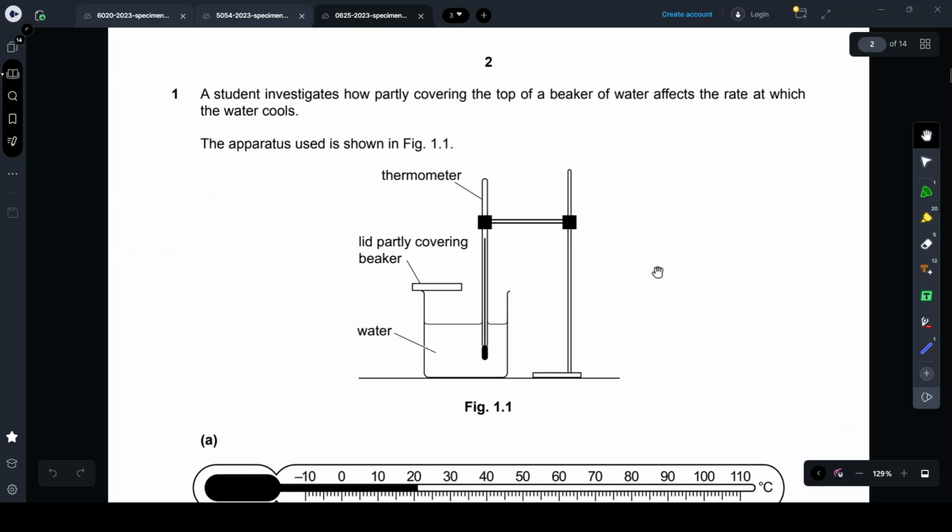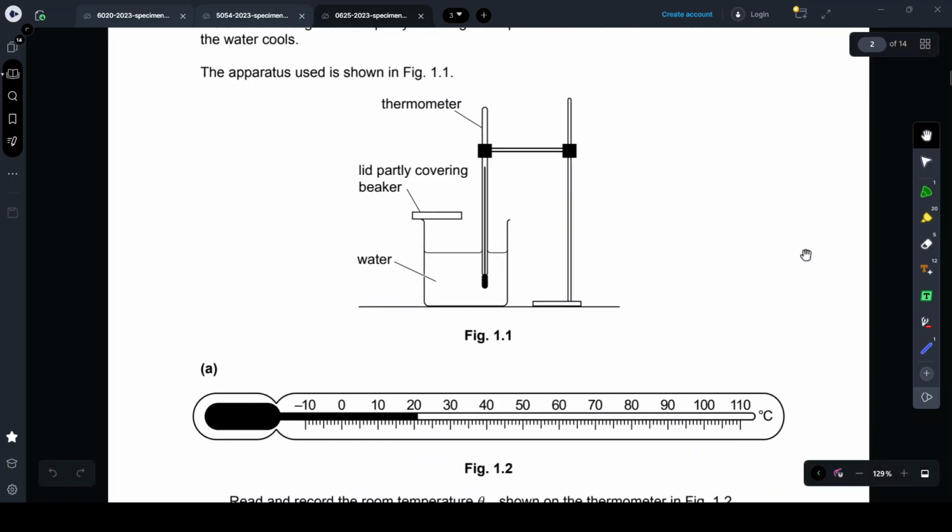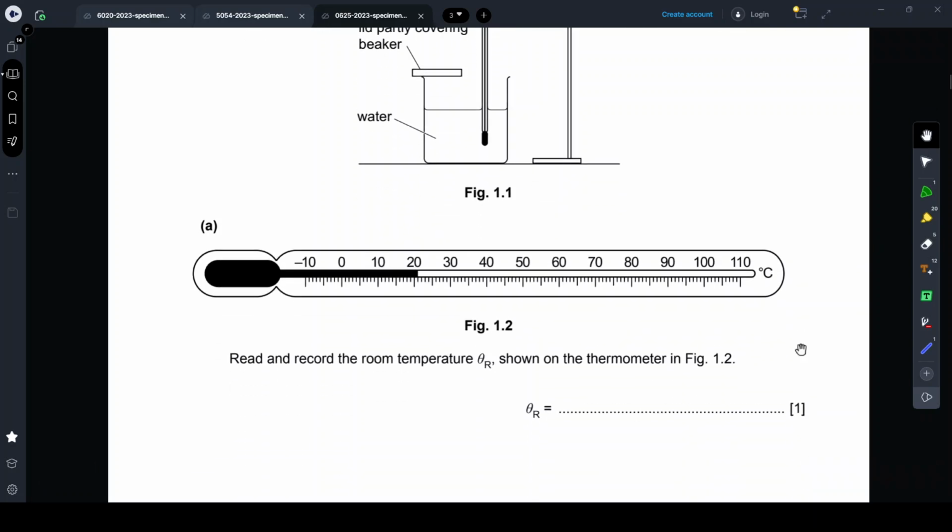So here's question 1. A student investigates the rate at which water cools. The apparatus is used as shown in figure 1.1. So you have water in a beaker, the lid partly covering the beaker. You've got a thermometer dipping into the water. So here is an enlarged image of the reading on the thermometer. Read and record the room temperature theta R shown on the thermometer. So what can you read off of this?